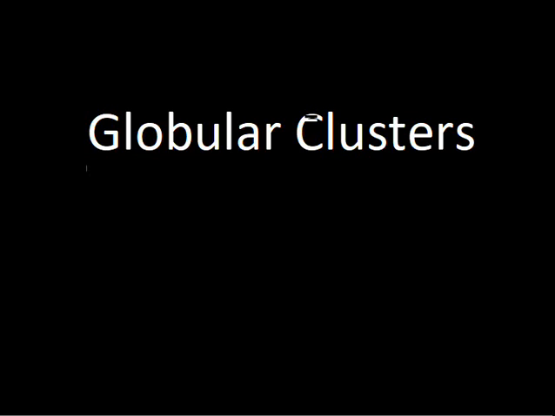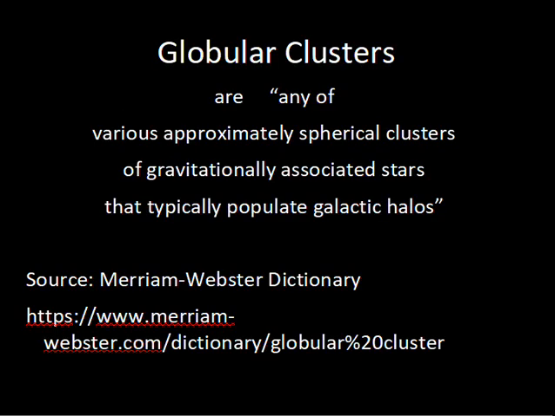This video will cover some of the basics of globular cluster characteristics, give some examples, talk about some of the uses that astronomers have made of globular clusters, and there's some extra resources at the end. So a definition of a globular cluster might be that it's approximately spherically shaped, the stars are gravitationally bound to each other, and typically they're found in the halos of galaxies, not in the disks of the spiral galaxies.